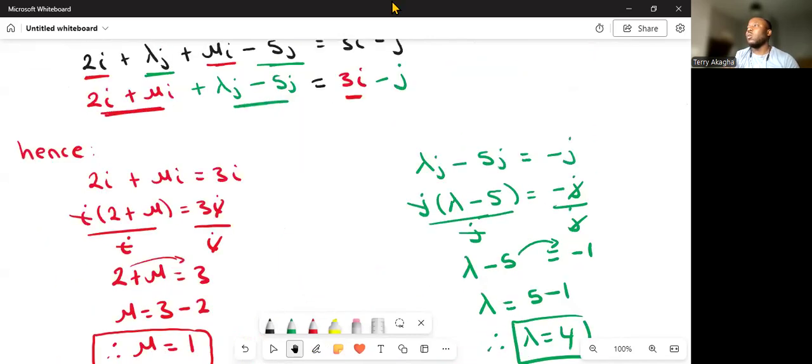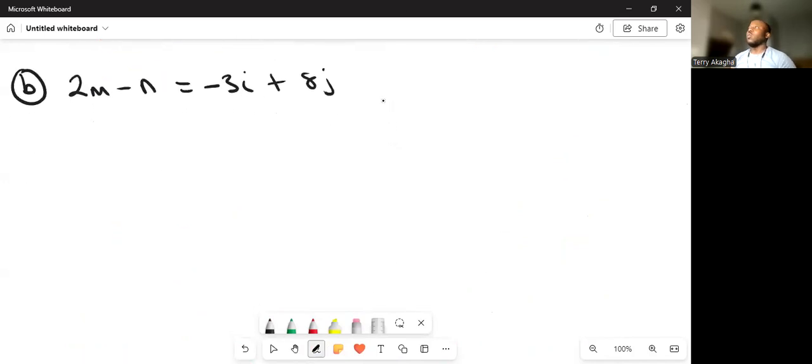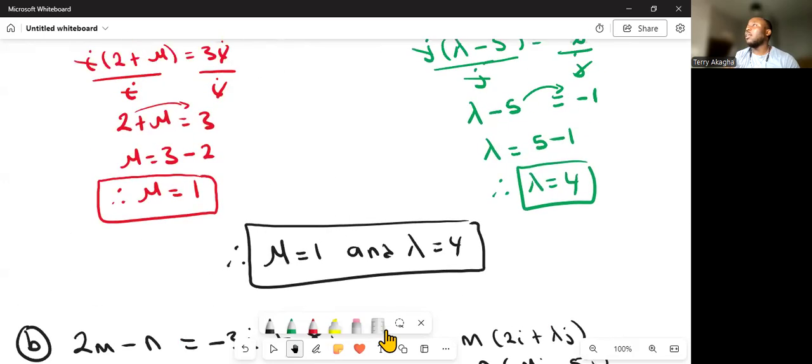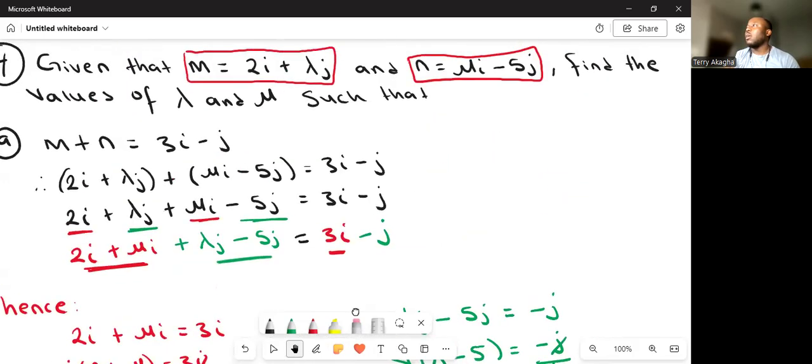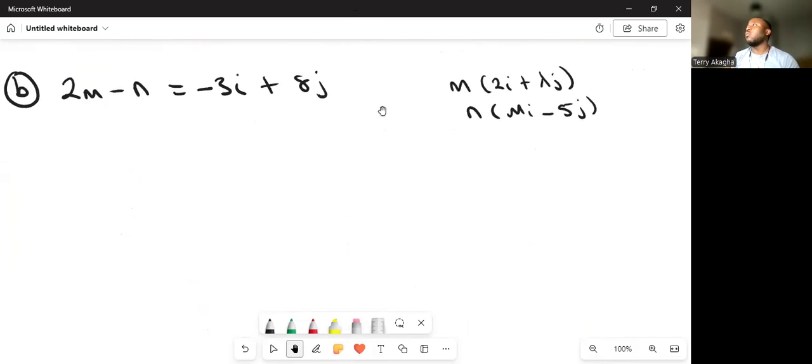All right. So let's go back to the question. So the m is equal to 2i plus lambda j, and the n was equal to mu i minus 5j. Okay, just confirm again if it's correct. Mu i minus 5j, 2i lambda j. Yep, that is it. So we can continue now. All right, so that was the m, and that is the n.